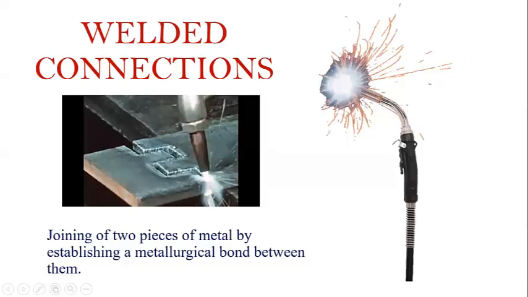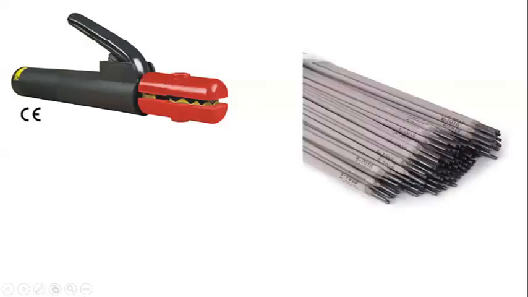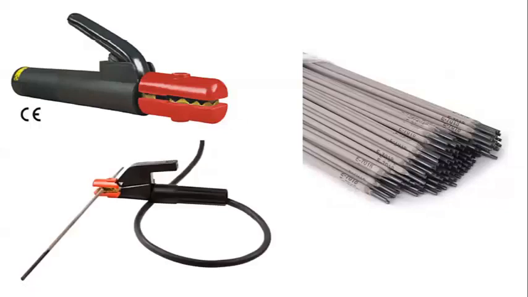Now let's look at the parts of a welding, or the components which are involved in the welding. This is a welding gun. Inside the welding gun, you provide the welding rods. These are called welding rods, and they are available in different diameters. When these welding rods are provided in the welding gun, you are able to make the welded connections, thereby creating a metallurgical bond between the plates. That's the concept involved in welded connections.